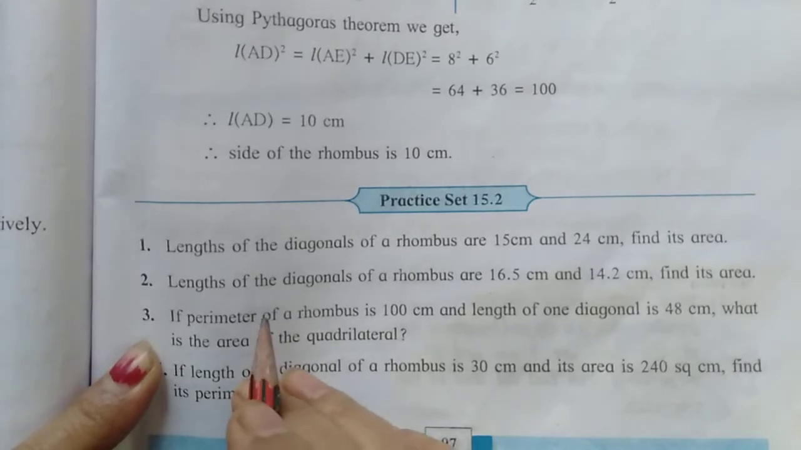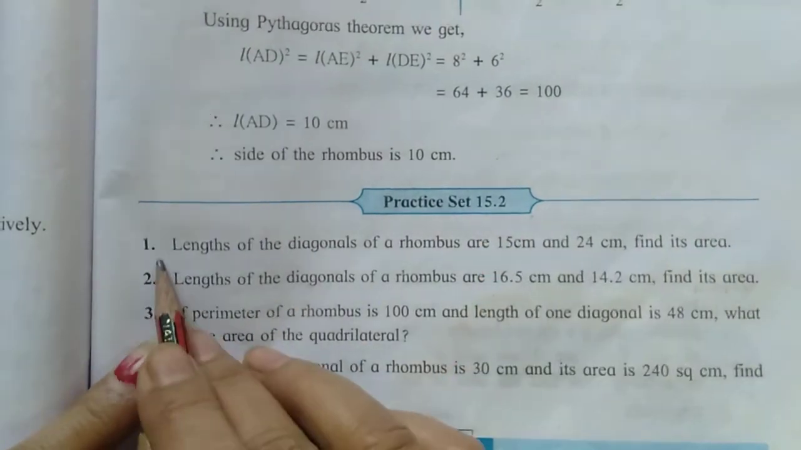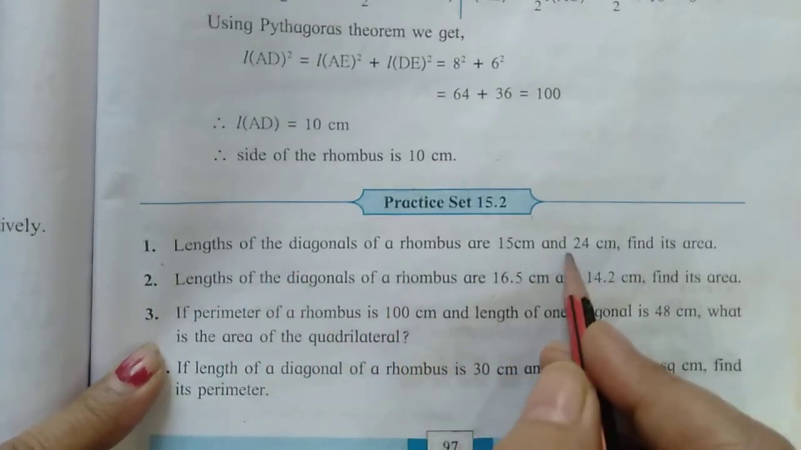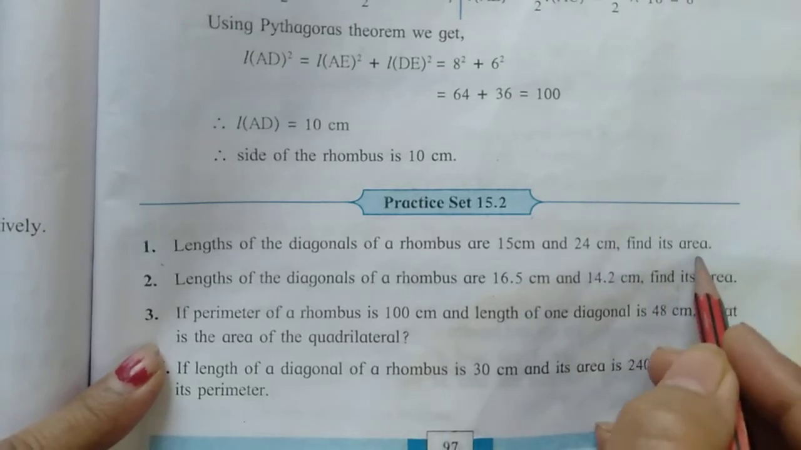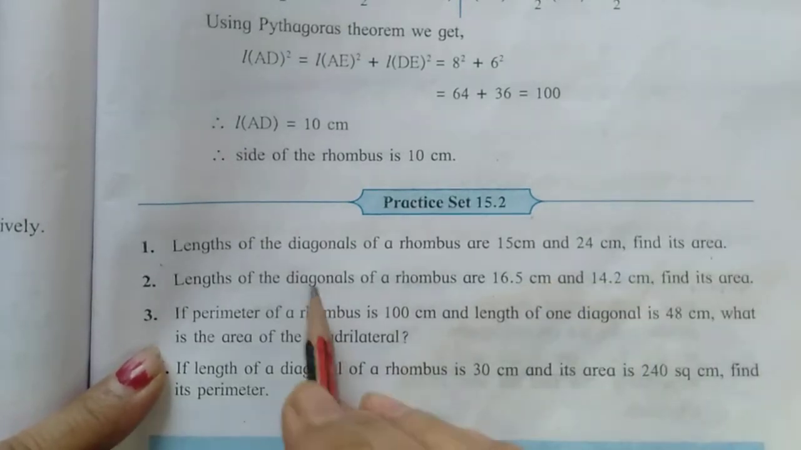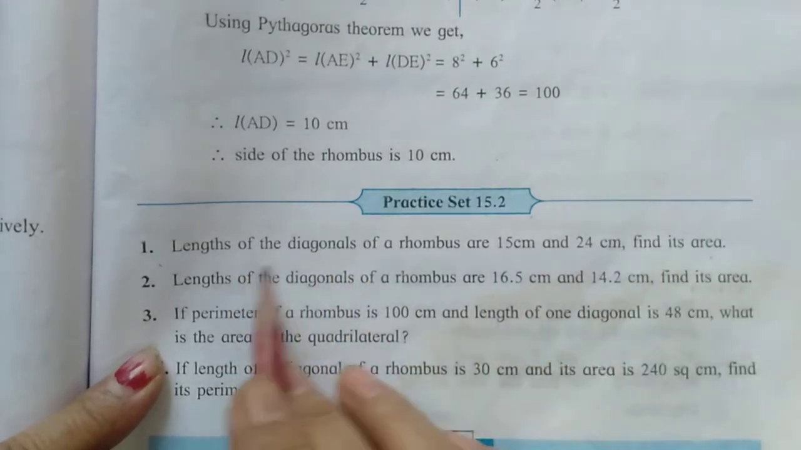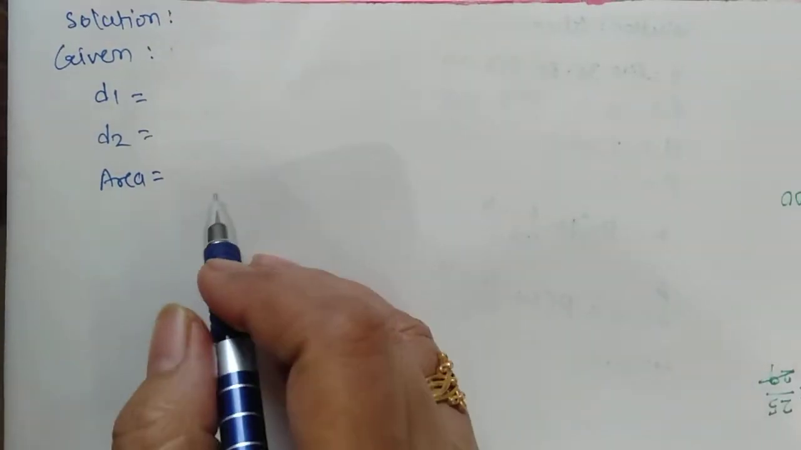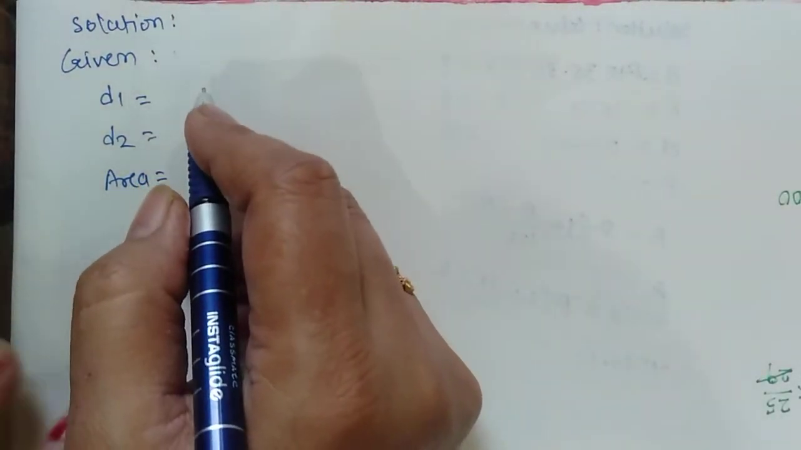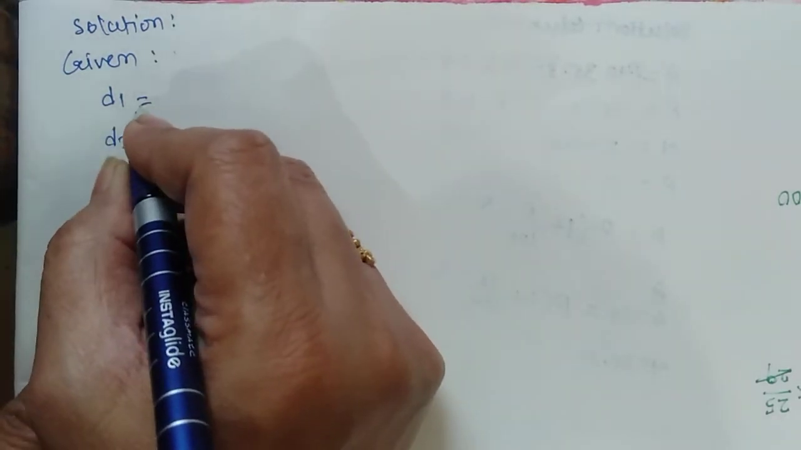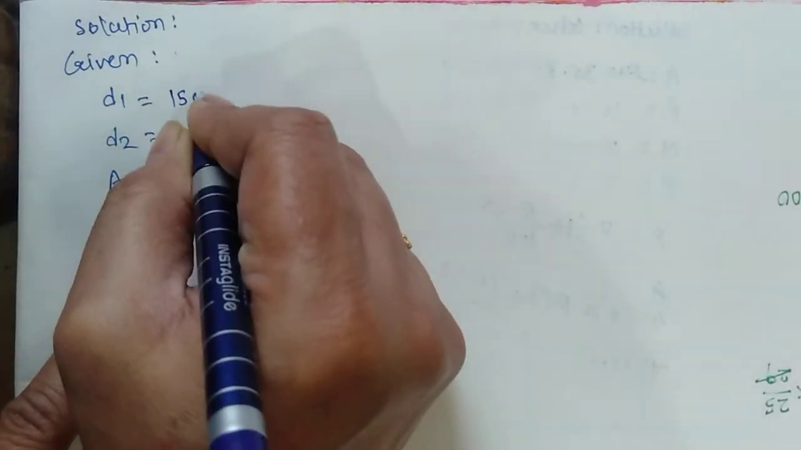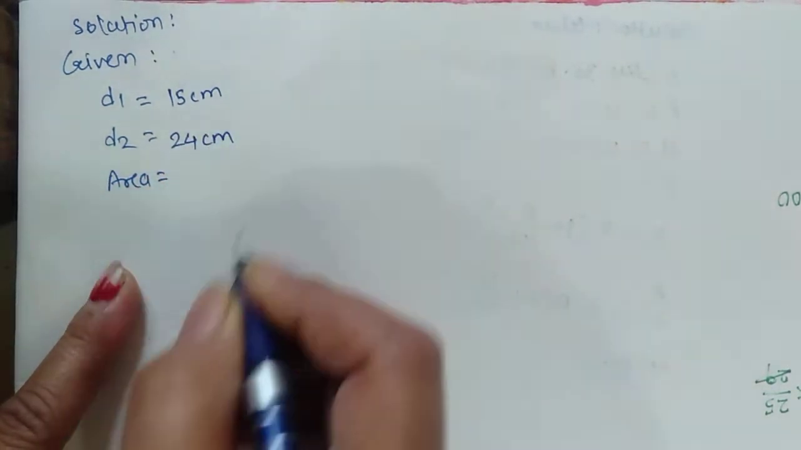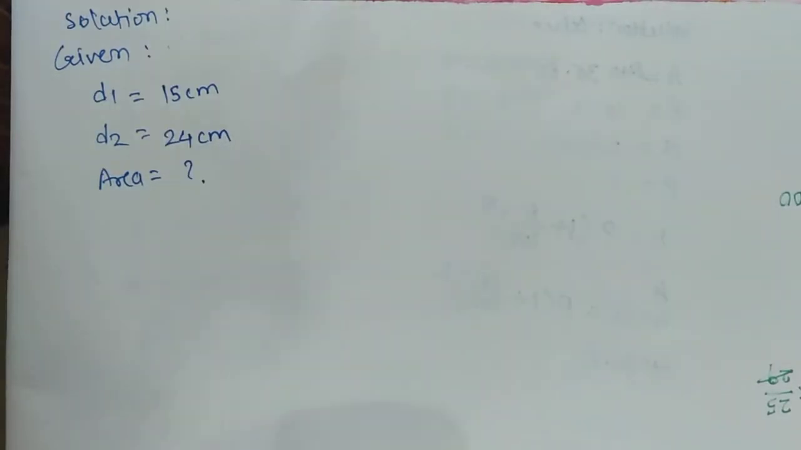Let us move to practice set 15.2. In that the first question is, the lengths of the diagonals of a rhombus are 15 cm and 24 cm. Find its area. Very simple. So here the lengths of the diagonals, D1 and D2, are given. Calculate the area. See the solution. Firstly, write down the given things. D1, the first diagonal, is 15 cm. The second diagonal D2 is equal to 24 cm. Area is equal to question mark.